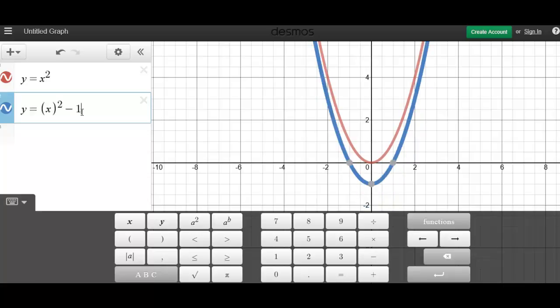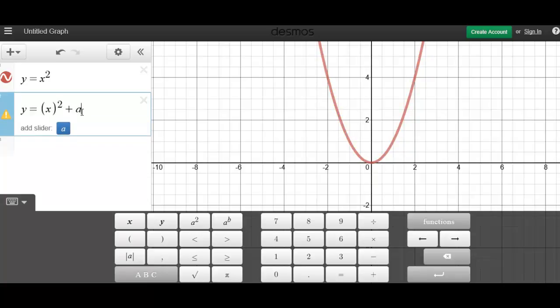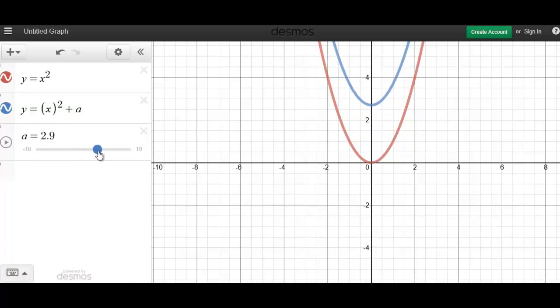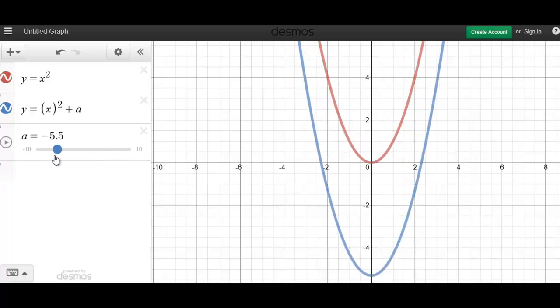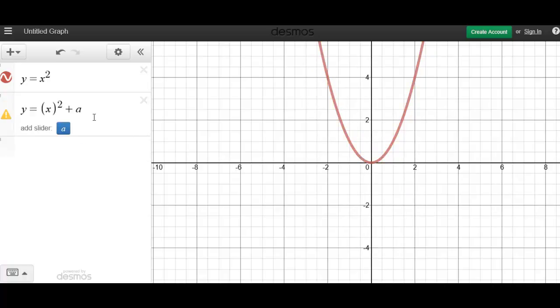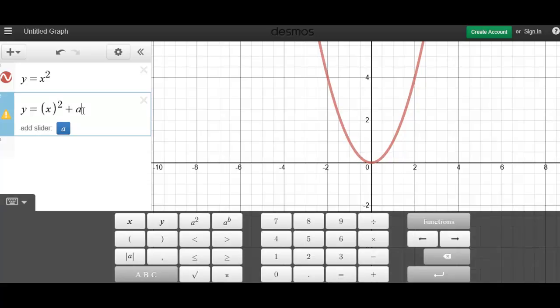Okay, I think you get the idea. Of course, if I want to, I could put plus A and then make a slider. You can do this on your own phone if you want to. See that? You can make the parabola go up and down. Okay? The parabola is not changing shape when I move it left or right or up or down. It's not changing shape at all. All it's doing is moving around. Okay?